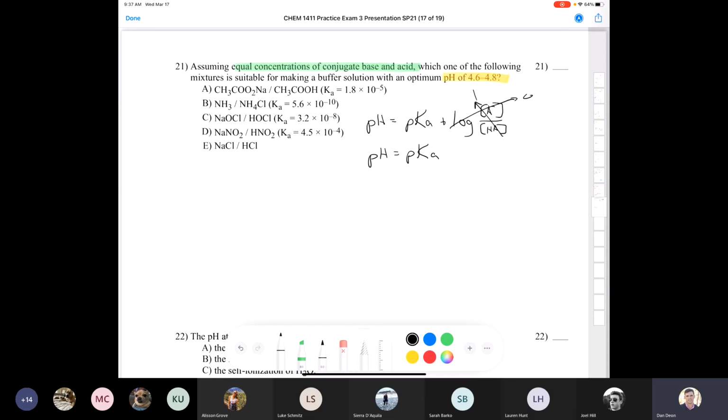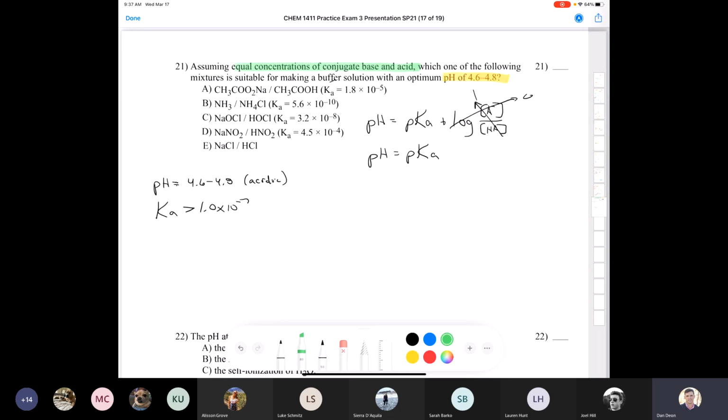Okay? Now, if I want the pH of my buffer to be 4.6 to 4.8, that means that it is acidic, right? Because the pH is below 7. So that means that my acid, and you see that I have a bunch of Kas here, is going to have a Ka greater than 1.0 times 10 to the negative 7 in order to have an acidic solution. So let's look at the Kas.